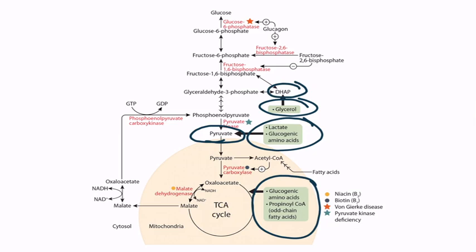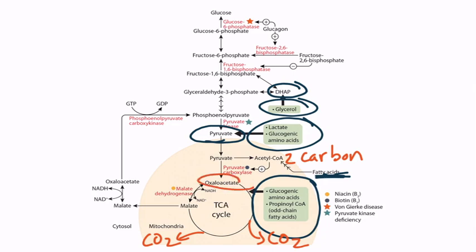Finally, notice that fatty acids are metabolized into acetyl-CoA, but these are not mentioned as substrates for gluconeogenesis. This is because acetyl-CoA is a 2-carbon molecule, and the TCA cycle metabolizes this into 2 carbon dioxide molecules. So I've drawn 2 carbon dioxide molecules leaving the TCA cycle. Therefore, acetyl-CoA provides no net increase in carbon molecules to the TCA cycle, so it cannot be used to produce a net increase in oxaloacetate, which is the first substrate used for gluconeogenesis.